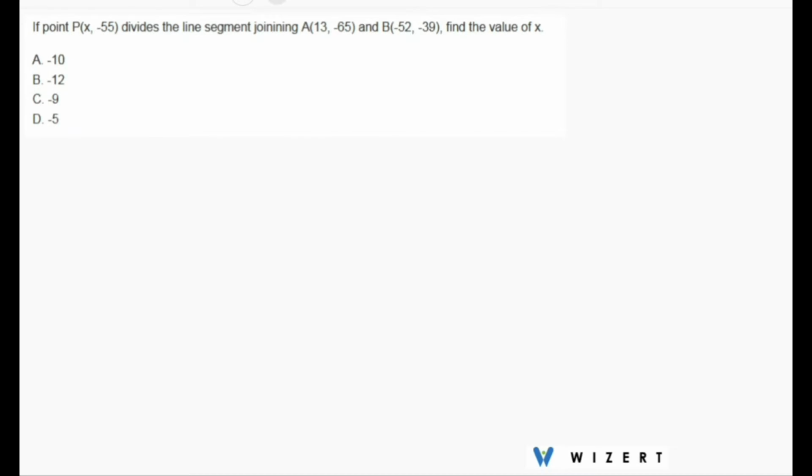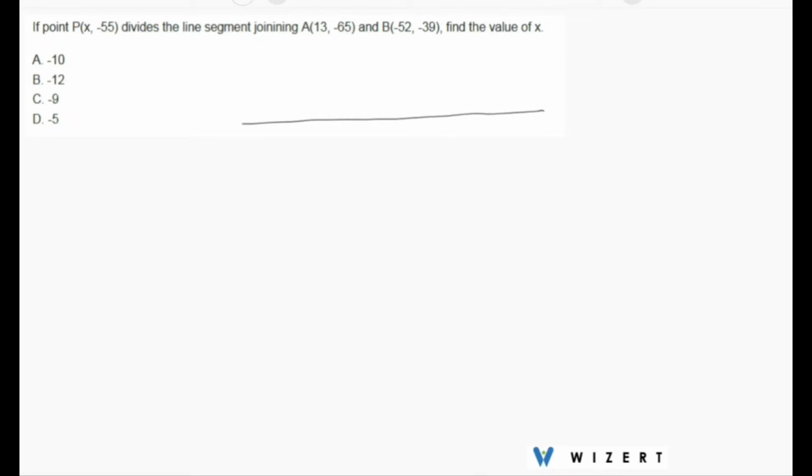We have this question here. If point P(x, -55) divides the line segment joining A(13, -65) and B(-52, -39), then find the value of x. Now let's try to visualize this.